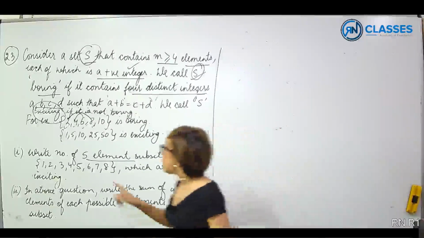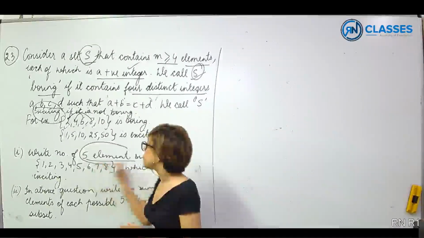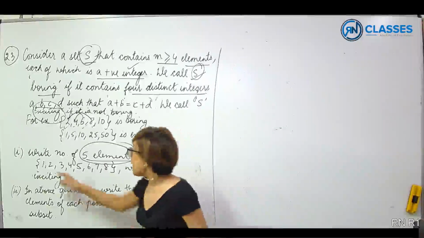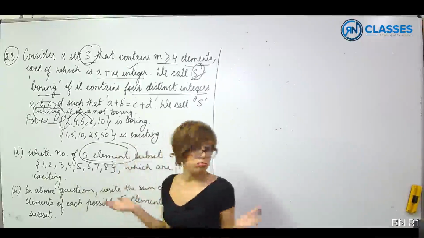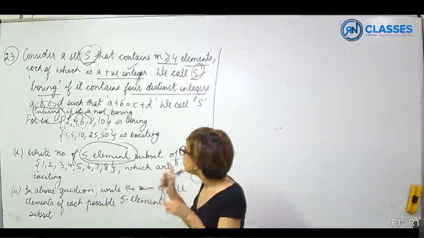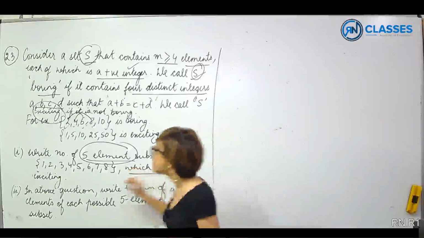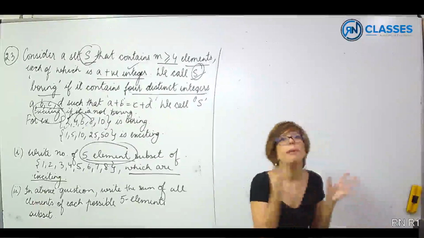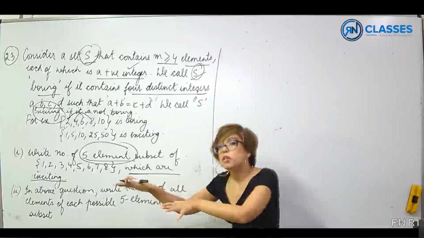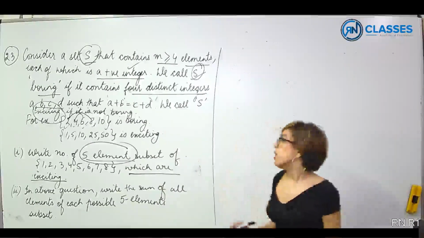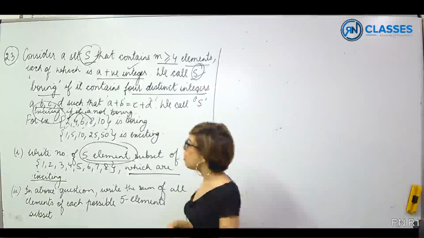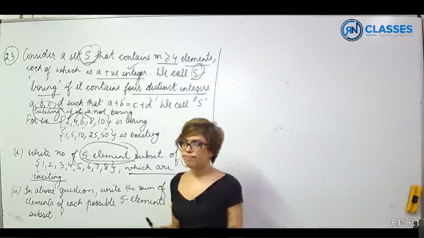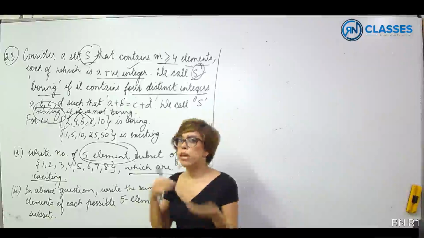He says write number of 5 element subset. 5 element subset. So maybe I can have 2, 3, 5, 6, 7. Right? But we need to have only those subsets which are exciting. That means sum of 2 integers should not be equal to sum of other 2 integers. I have to make sure of that. Now, sum should not be equal. How should I start the question? Now, sum should not be equal. Condition is there on the sum.